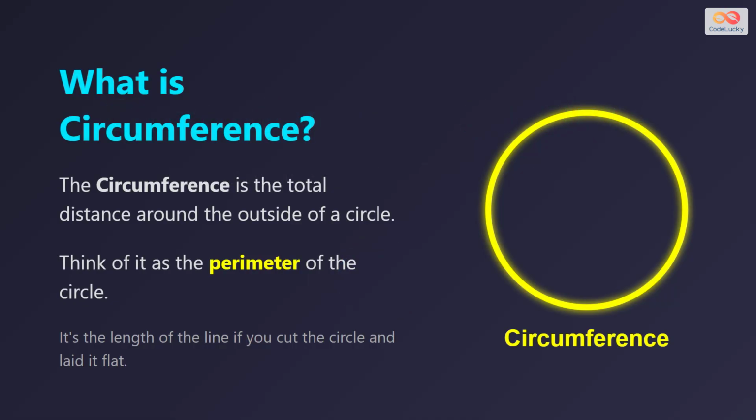First, let's define what circumference means. The circumference is simply the total distance around the outside edge of a circle. You can think of it as the perimeter. Imagine taking a piece of string, laying it along the circle's edge, and then straightening it out to measure its length. That length is the circumference.